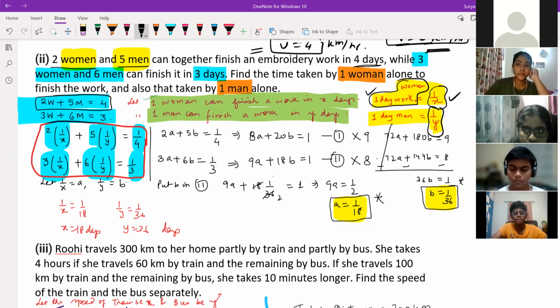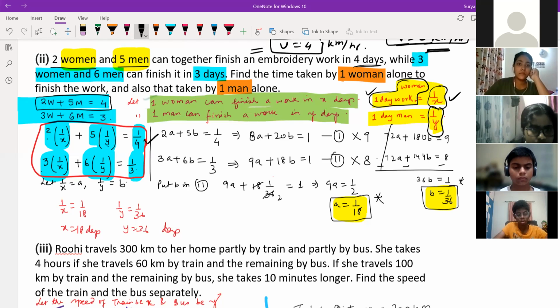Yeah. Now we are going to put here the women part. I'll just put 1 by X because 2 women are there. So 2 into 1 by X plus 5 into 1 by Y is equal to 4. Again, 3 into 1 by X plus 6 into 1 by Y is equal to 1 by 3.